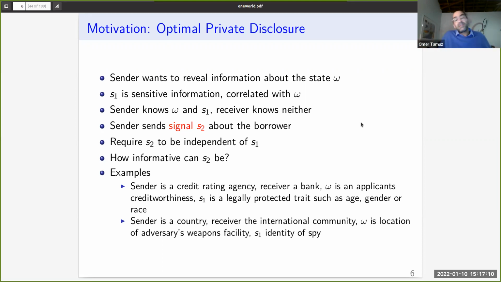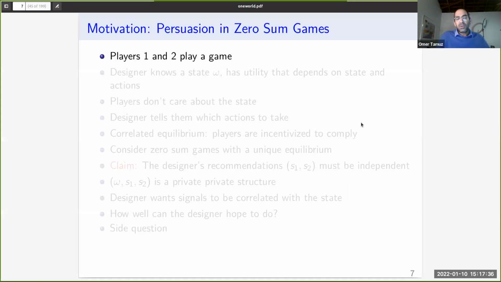And maybe S1 is correlated with the location, right? If I tell you that the nuclear reactor is in some place, maybe that raises the probability that the spy lives in that place. So now I want to reveal as much intelligence as I want, as much as possible about omega, while revealing no information at all about the identity of this spy. Okay. Last motivation, and then I'll start actually talking about results. And this is going to be about persuasion in zero-sum games.